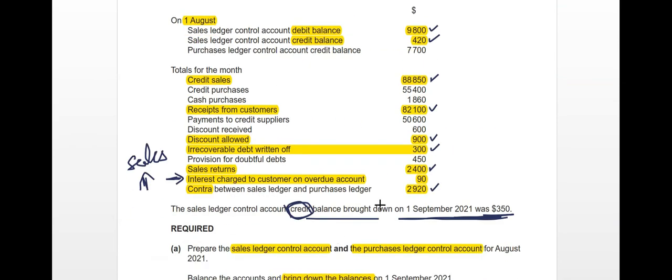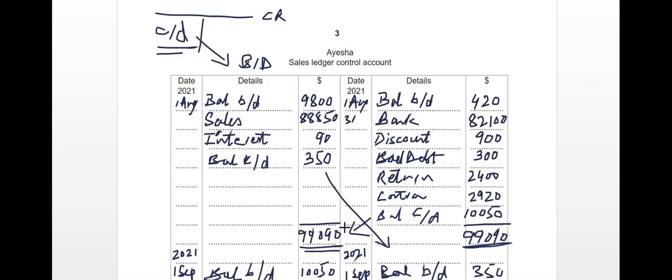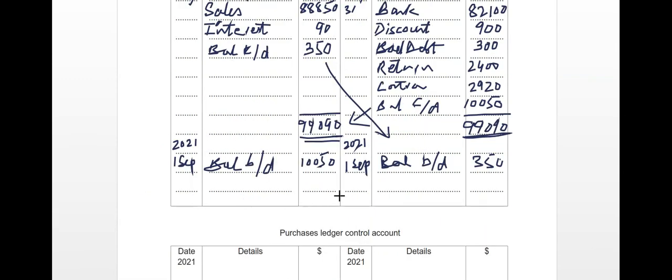Now the next part is purchase ledger control account. For purchase ledger control account, as we have tick marked the items that we have used, now we know the items that are left are the ones that we need to use, the relevant items, along with that contra entry. So the opening balance for purchase ledger control account was given to us.